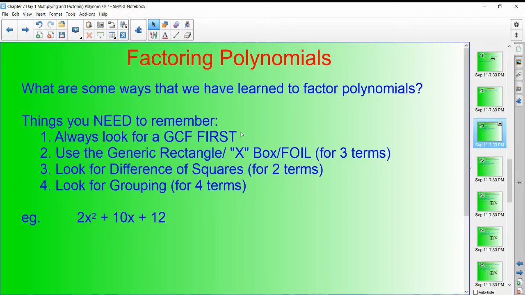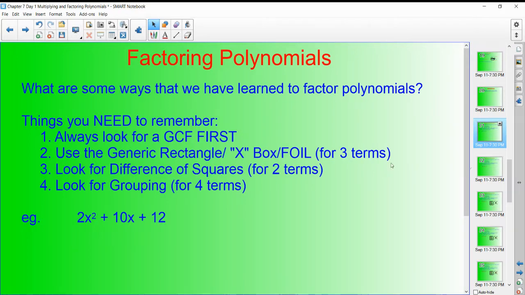Idea number 1. If it says factor completely, we're going to have to factor out the GCF, so I always do it first. Look for the GCF first. If you can pull a factor out of all of the terms, it'll make the terms smaller, more manageable, and it's something we have to do anyway.